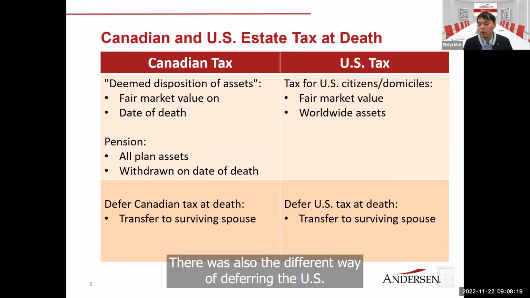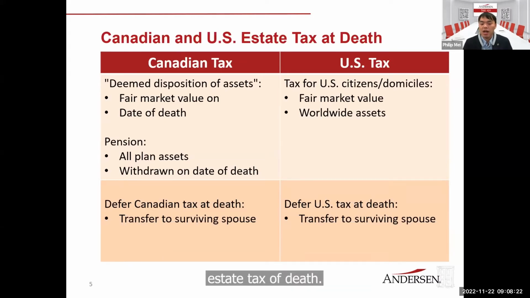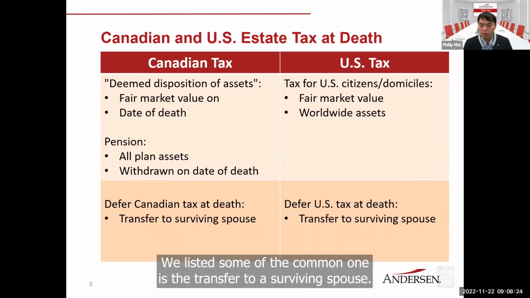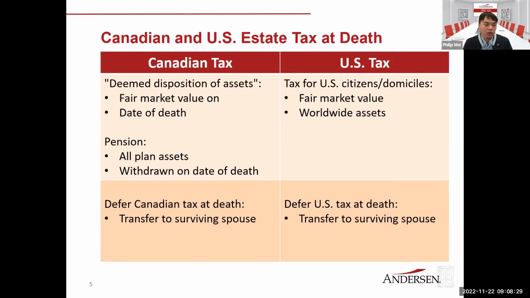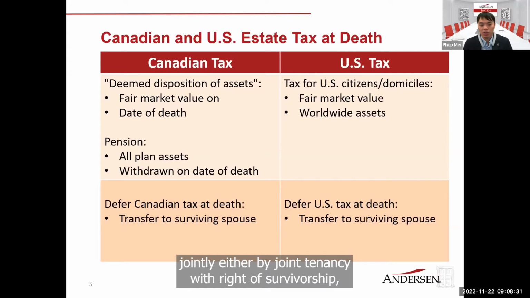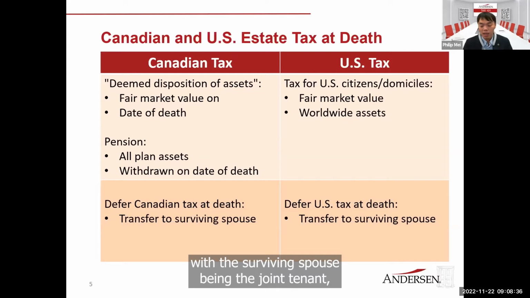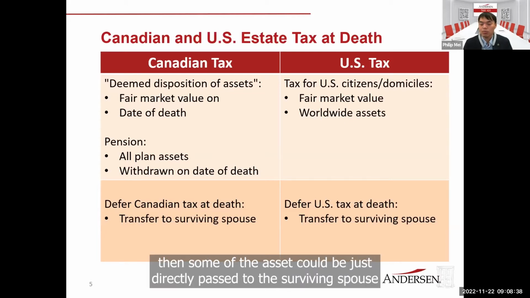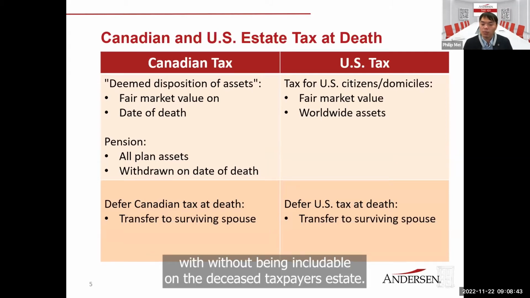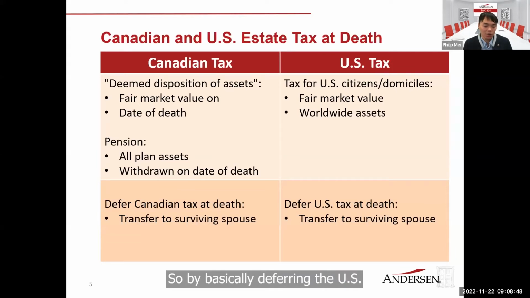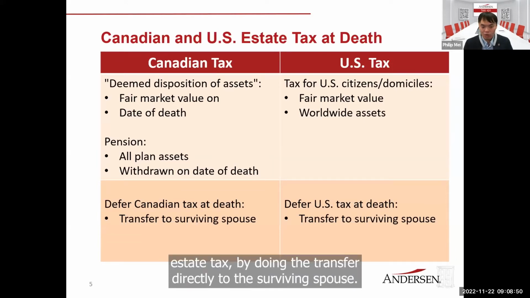There is also a different way of deferring the U.S. estate tax at death. One of the common ones we listed is the transfer to a surviving spouse. So if certain assets were owned jointly, either by joint tenancy with right of survivorship, with the surviving spouse being the joint tenant, then some of the assets could just pass directly to the surviving spouse without being includable in the deceased taxpayer's estate. So you are basically deferring the U.S. estate tax by doing the transfer directly to the surviving spouse.